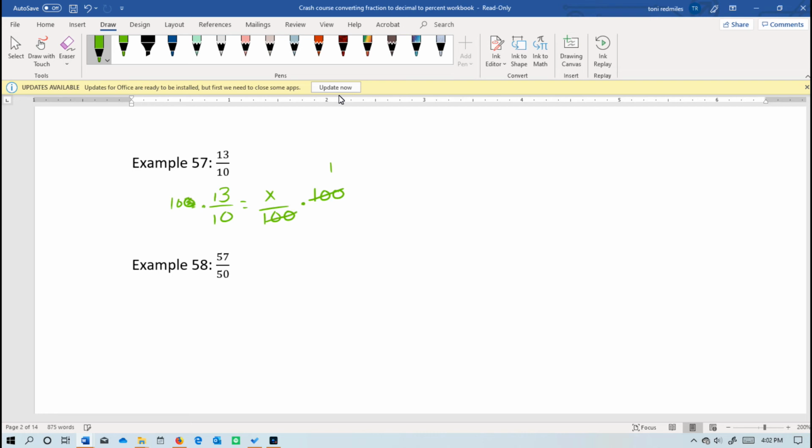I'm going to go ahead and cancel my zeros before I do the math, giving me 130. That's my percent. That makes sense because my top is bigger than my bottom. My numerator is bigger than my denominator. If I move that forward 2 places, I have 1.30 as my decimal, or 1.3. Last one.